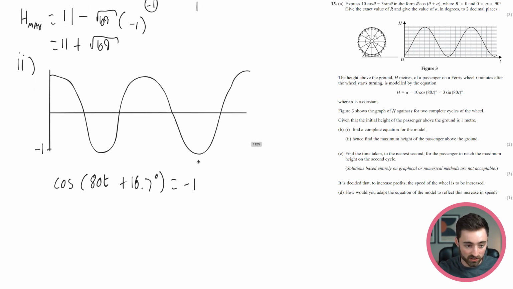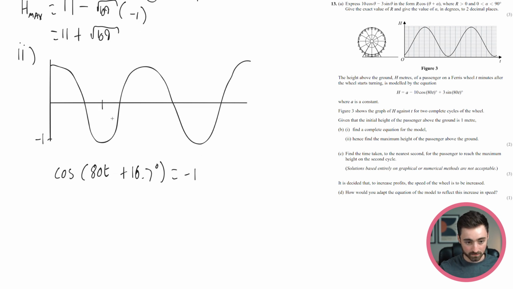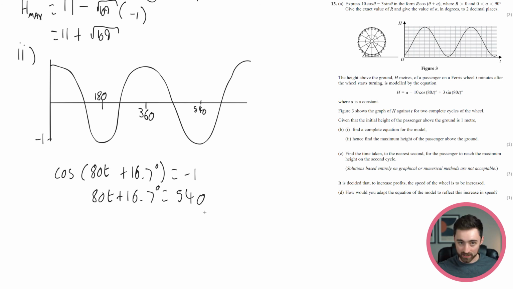This is stuff you should know, but cos has a period of 360, so this is going to be 180, so what's this going to be? It's going to be 540, 360 plus another 180, and that is what we care about. So in other words, this thing here, 8t plus 16.7, is going to equal 540, and now I can solve for t. So take away 16.7 and divide by the 8.